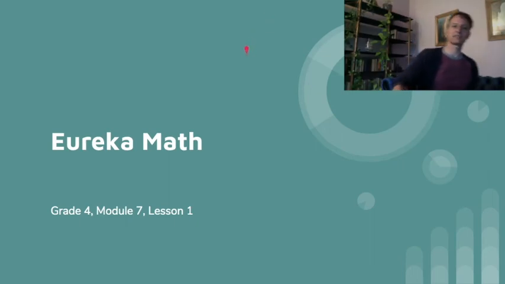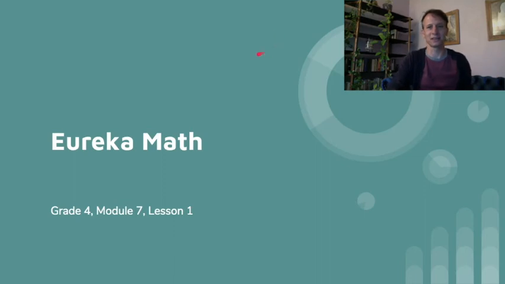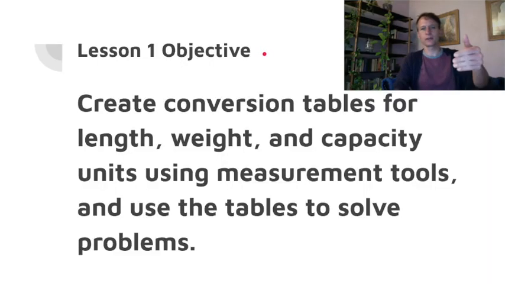Lesson time. Let's do it. Module 7, the final module. Here we are at last. Okay, let's dive right in. We are going to create conversion tables for length and weight. It says capacity there, but we actually don't do that in this lesson. And use the tables to solve problems.